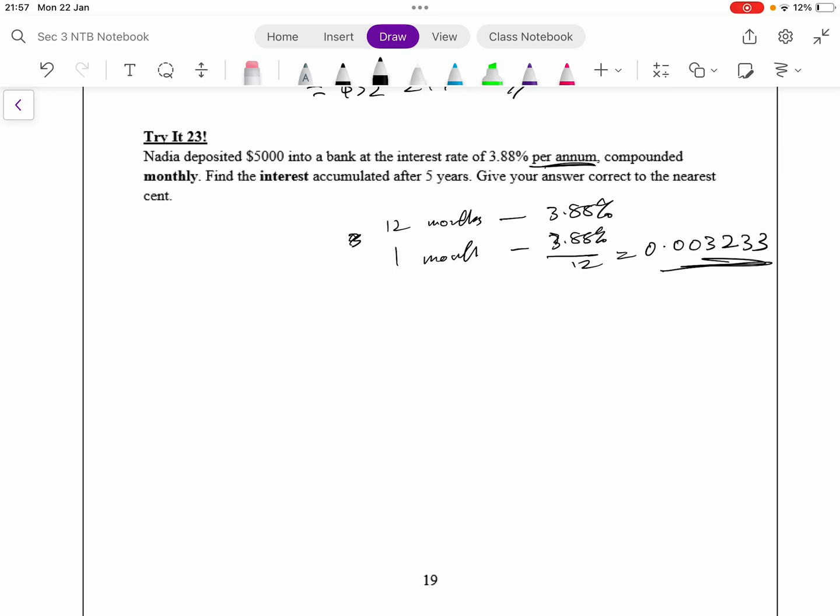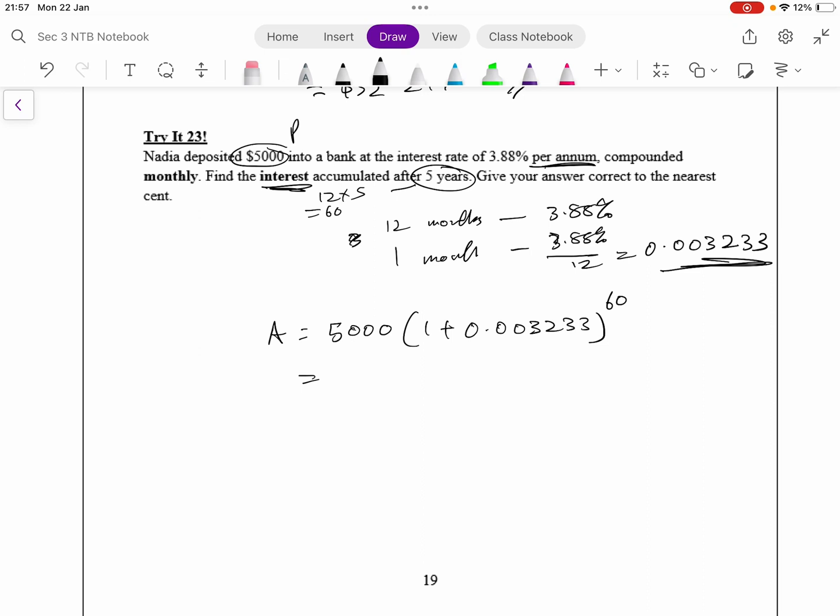Okay, so I'm going to compound it monthly now. Find the interest accumulated after 5 years. So 5 years is 12 times 5, 60 months. Okay, again, this is your P. So total amount 5,000 times 1 plus 0.003233, power of 60.